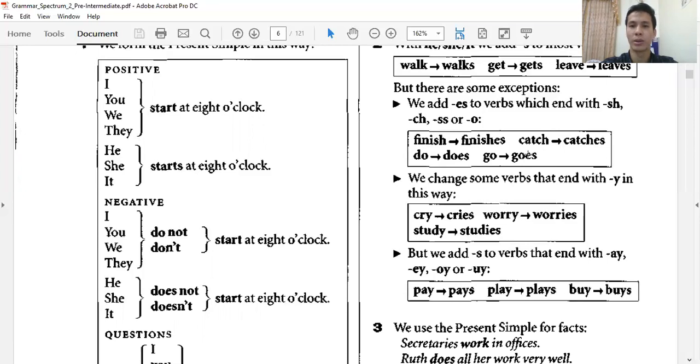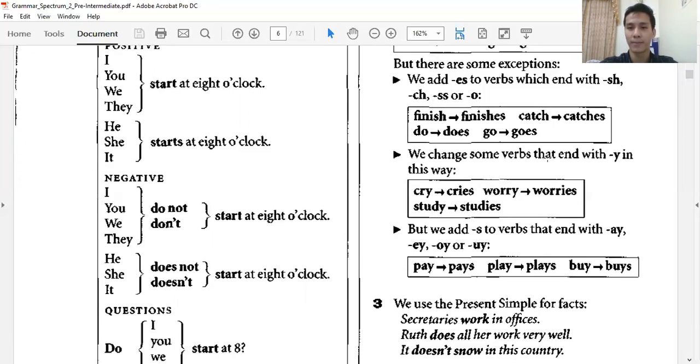So these are the verbs that end with sh, ch, ss, or o. Next, we change some verbs that end with y in this way. And it is different. For example, there are two ways for verbs that end in y, and they have their own way of using. For example, like cry, we change y to ies: cry to cries, worry to worries, study to studies.